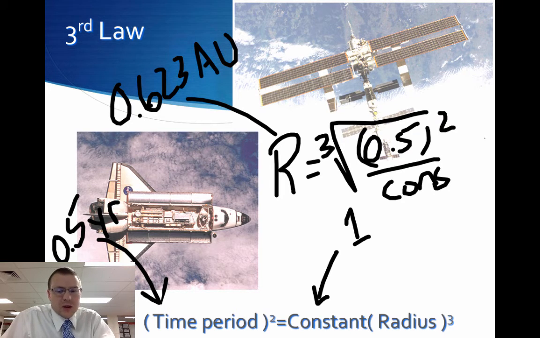Time squared equals a constant times r cubed. Now this only works, that constant is only 1, if you use the units of years and a radius of astronomical units. If we use seconds and meters, that constant does not equal 1. And where the heck did he get that equation anyway? So let's show where this derivation came from.